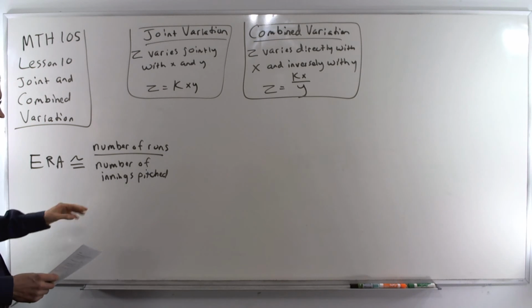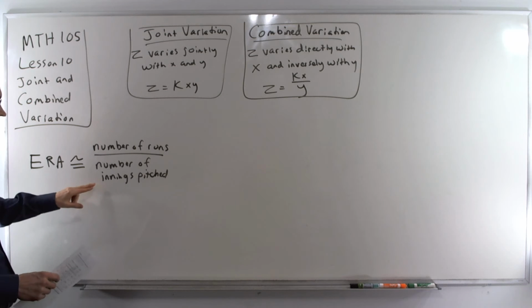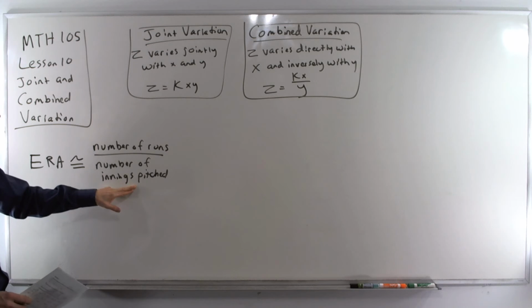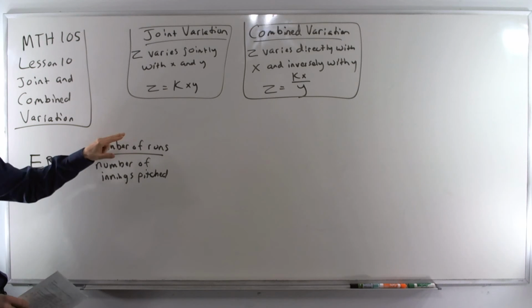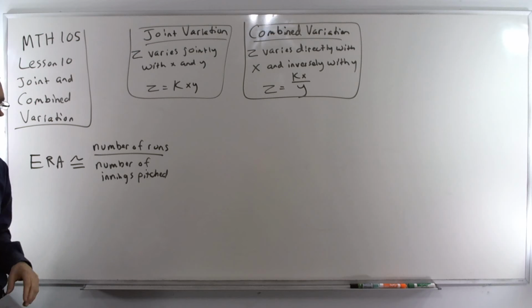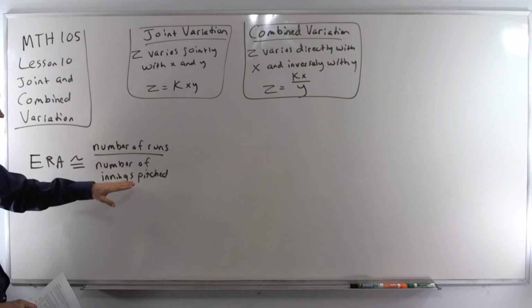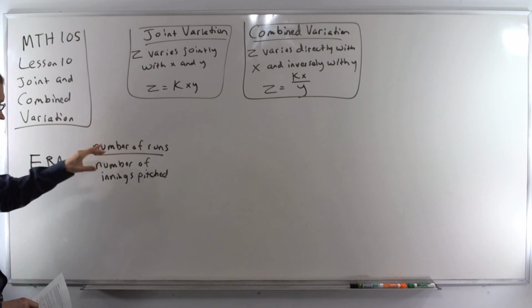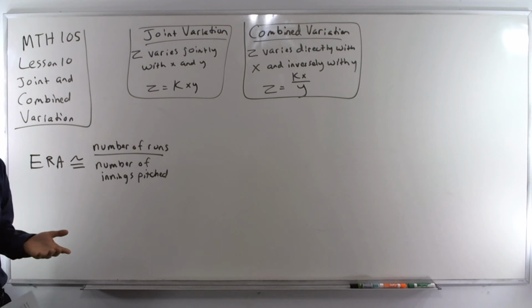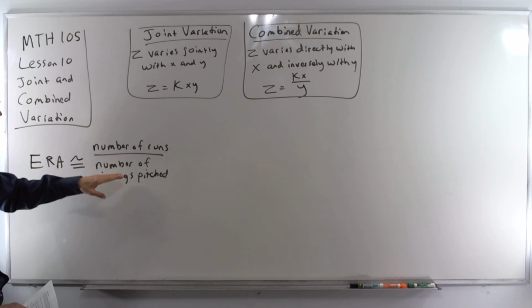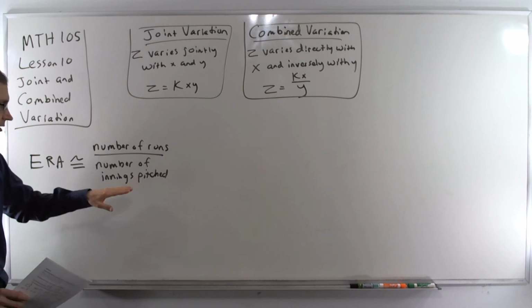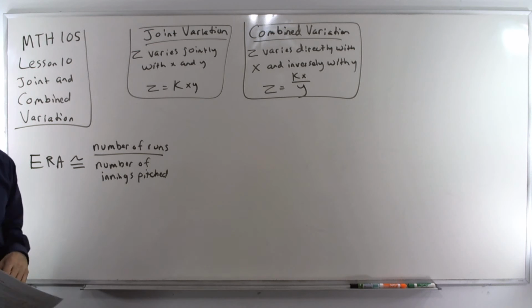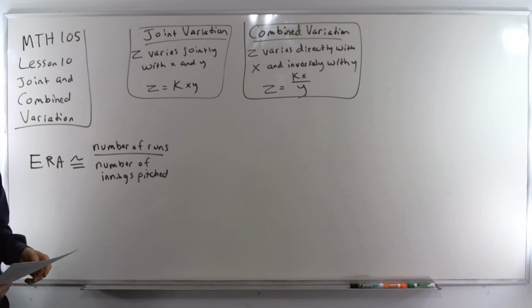Right. So since this is in the denominator, the more innings pitched, the bigger this number gets, the smaller this fraction gets because we're dividing by a bigger number. So as this gets bigger, the value of this fraction gets smaller, so the ERA gets smaller. As this number gets smaller, the ERA gets bigger. And as we saw last time, they are changing in opposite directions, so that is inverse variation.